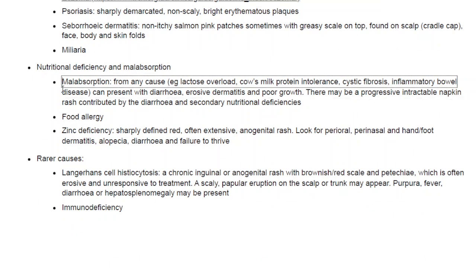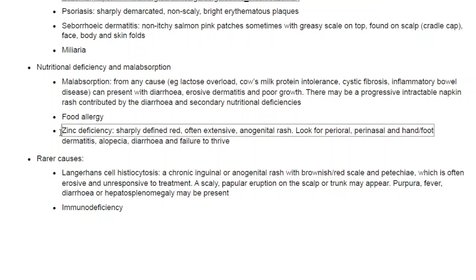Disease, malabsorption, from any cause, e.g. lactose overload, cow's milk protein intolerance, cystic fibrosis, inflammatory bowel disease, can present with diarrhea, erosive dermatitis, and poor growth. There may be a progressive intractable napkin rash contributed by the diarrhea and secondary nutritional deficiencies. Food allergy. Zinc deficiency, sharply defined red, often extensive, anogenital rash. Look for perioral, perinasal and hand dermatitis, alopecia, diarrhea, and failure to thrive.